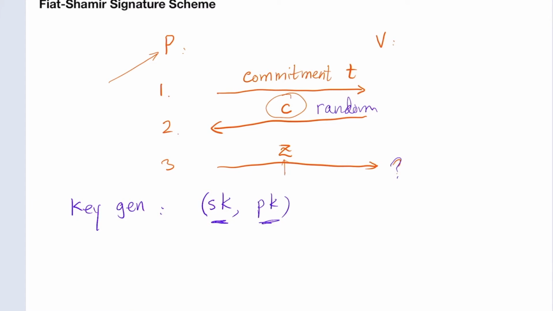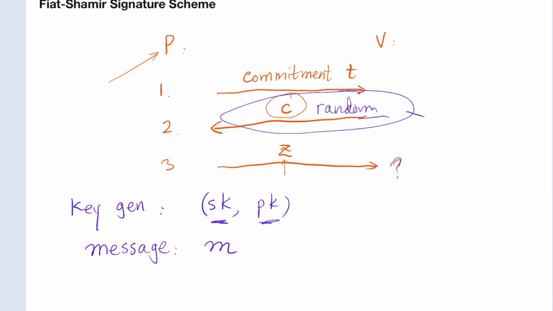Now, in this interactive process, in the signature scheme, we want to make it non-interactive, so the input here is going to be a message. You want to sign a message, so message M is your input. Now, how do we have a similar construct but without the interactive element of it? These steps are interactive, so we try to make this non-interactive.